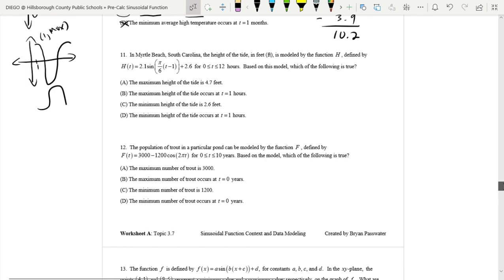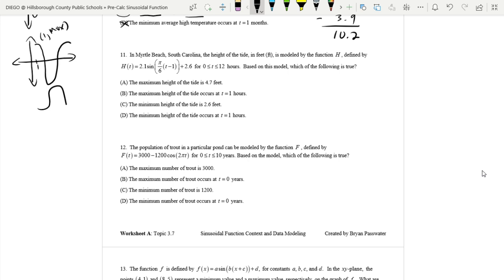Okay, guys, let's get right into this one. So let's get right into number 11. In number 11, we have that in Myrtle Beach, South Carolina, the height of the tide in feet is modeled by the function h, which is this function right here. Based on this model, which of the following is true?